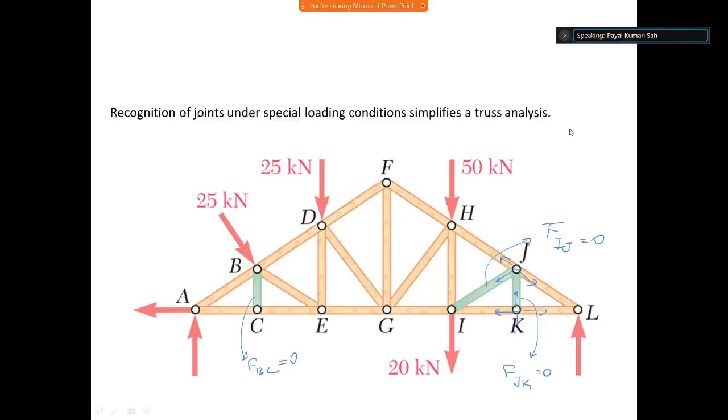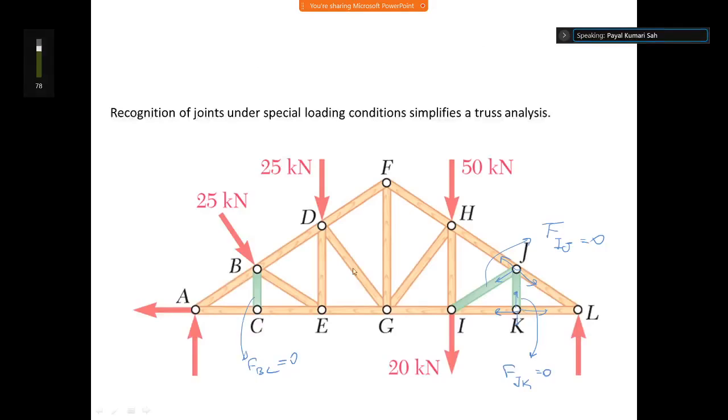Yeah, Ayan, you want to say something? At point B, there is a force of 25 kilonewton. So how is F of BC equal to 0? Can you repeat your question? At point B, there is a force of 25 kilonewton. Then how do we say that F of BC equals 0? Force where? JK? No, sir. F of BC. Your sound was not clear. Or maybe can you discuss it in the discussion session?